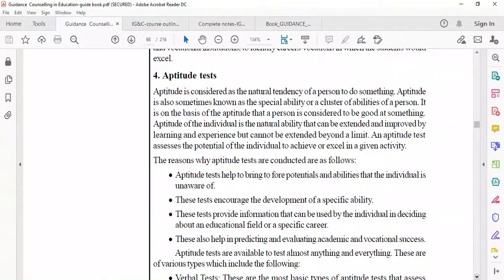Likewise, aptitude is basically a natural tendency, a natural ability that is God-gifted. According to Gardner's multiple intelligence theory, every person has a range of multiple intelligences, and some of the intelligences are very high. Some students are very intelligent in communication, some in mathematics, and some are very much kinesthetically smart and intelligent. So our aptitude test is actually a prognostic test.